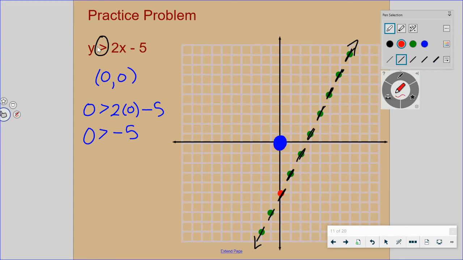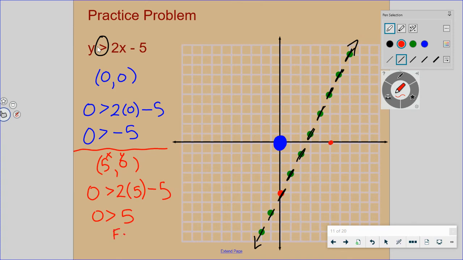Now, just for kicks, let's try something on the other side. I'm always going to try one on each side. So let's try the point 5, 0. Now be careful, because 0 is the y-coordinate that I chose, and positive 5 is the x-coordinate that I chose. So make sure to put those in the proper place. All right, 2 times 5 is 10, 10 minus 5 is 5, 0 is greater than 5. False, which just verifies that nothing over there works.